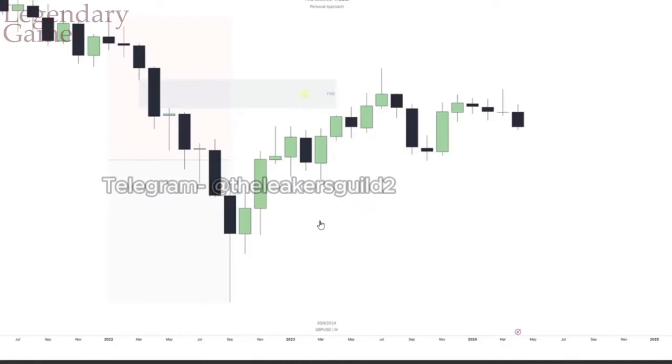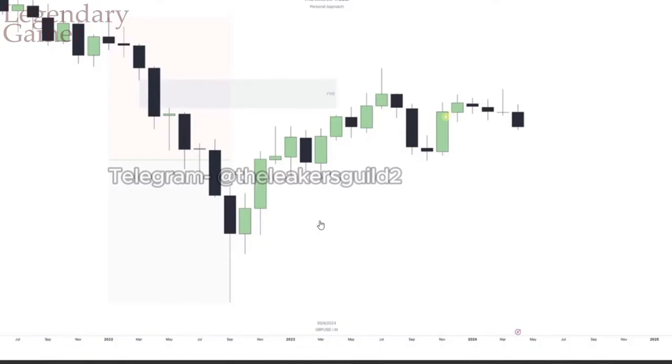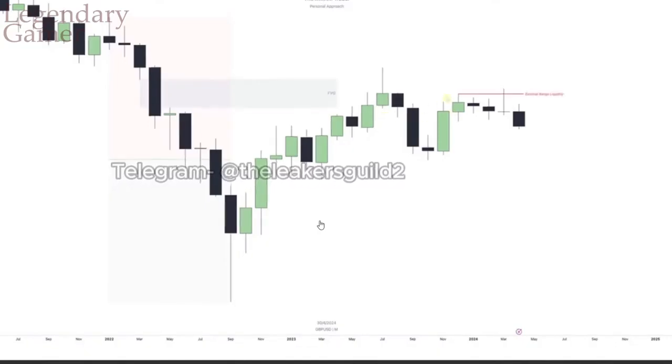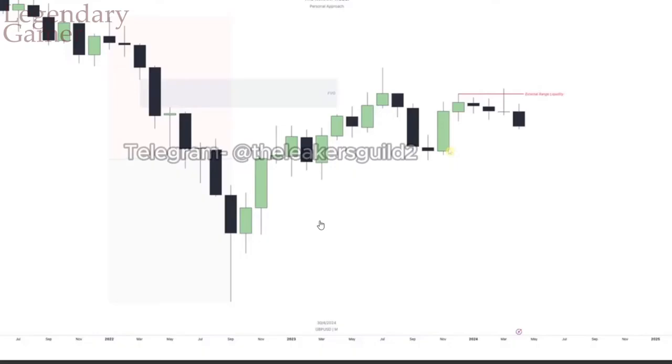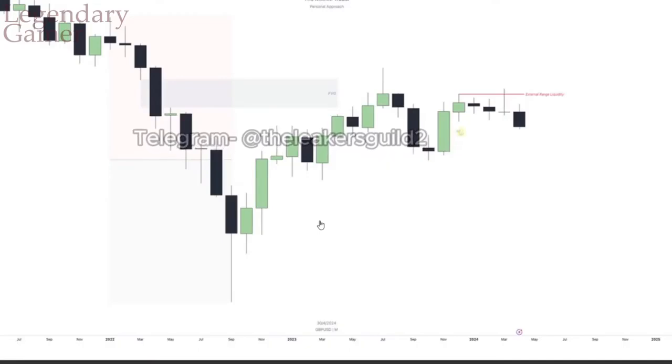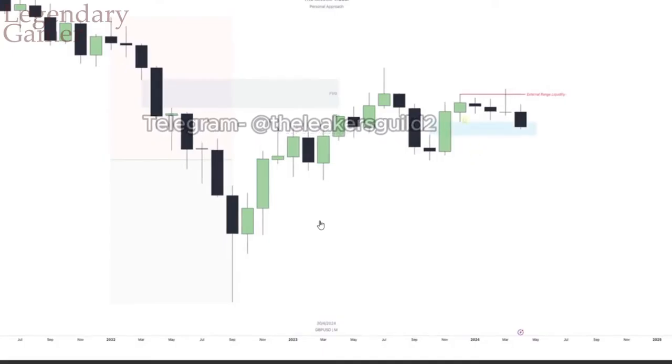Now in this internal range liquidity pool, we want to see a raid on external. We've got a swing high over here, and then we can actually see this monthly candle raids this external range liquidity. Now after external range liquidity, what are we going to be looking for? We've got a little eye over here. That is internal range liquidity, right? So if we map out that fair value gap, that is going to be the draw on liquidity after we take out that external range liquidity.